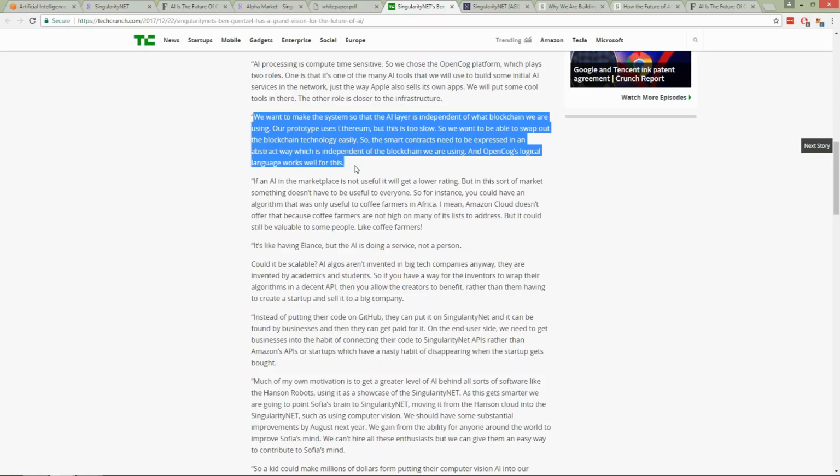Another thing I found interesting about SingularityNet is they're trying to build a system that places the AI layer independent of the blockchain technology. And so essentially what that means is right now they're using Ethereum, but if a better blockchain technology comes out, if a faster technology comes out, if it's updated, they can switch. And the AI part of it is not directly linked. And so they can switch between whichever blockchain technology makes the most sense.